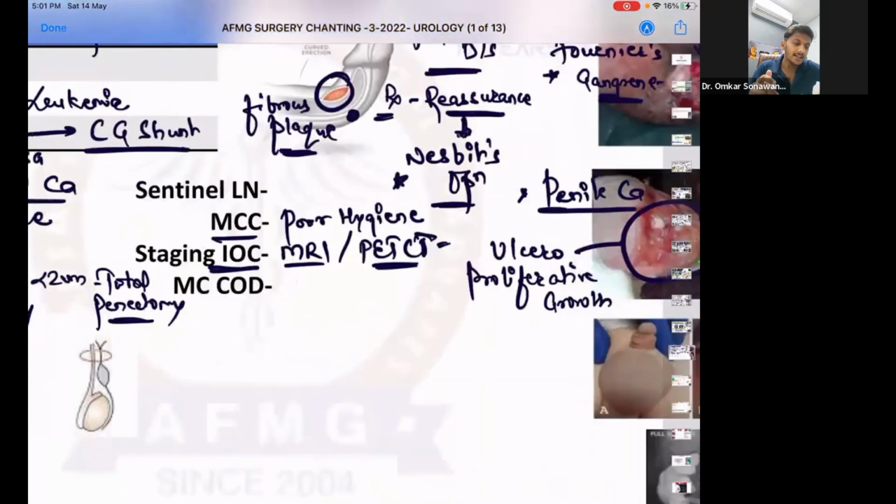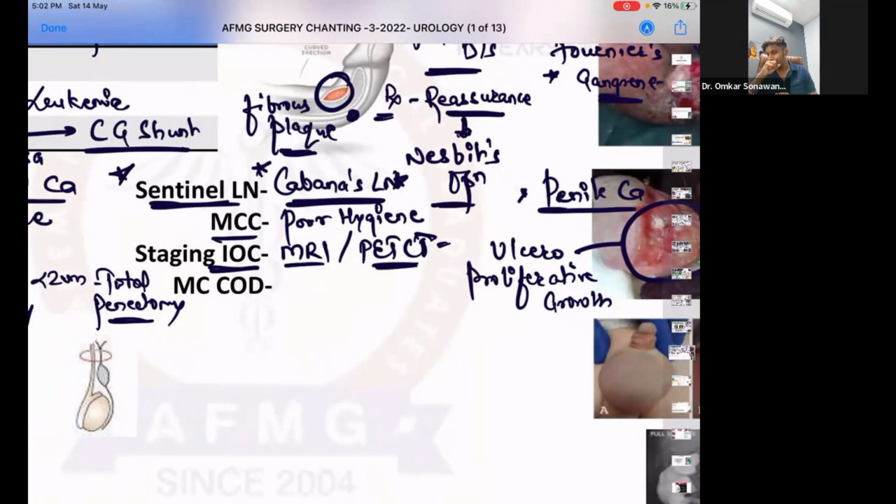Okay. What are the sentinel lymph nodes? Which are the sentinel lymph nodes for penile cancer? The concept of sentinel lymph nodes is that the first draining lymph nodes of a cancer are called sentinel lymph nodes. Those were first described in penile cancer itself by a scientist known as Cabana, and therefore they are known as Cabana's lymph nodes. So the sentinel lymph nodes of penile cancer are the Cabana's lymph nodes.